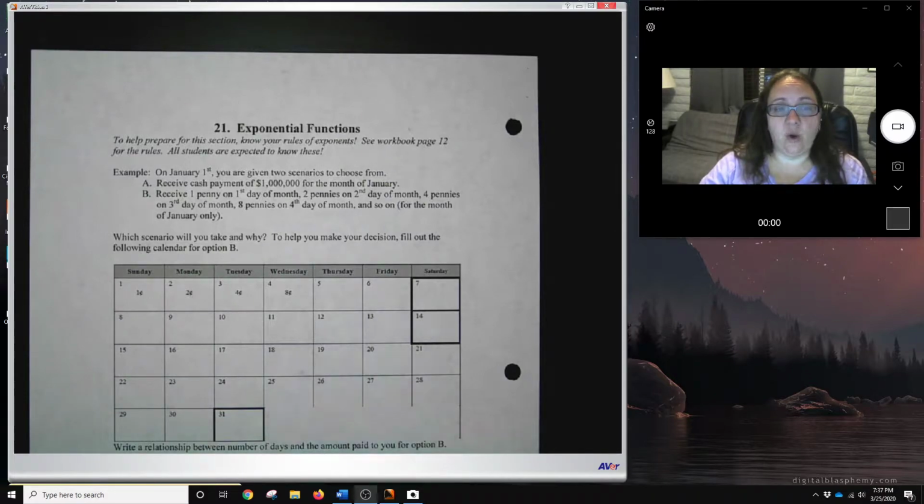We're starting with 1 penny on the 1st of January, and then we're seeing how much money we would have on the 31st. Make sure that you're doubling every day. So please pause this and fill out the rest of the table.